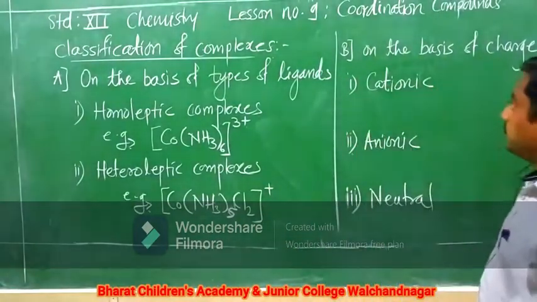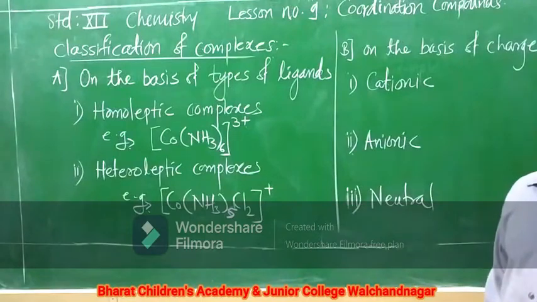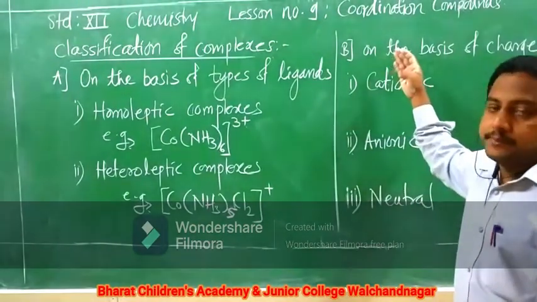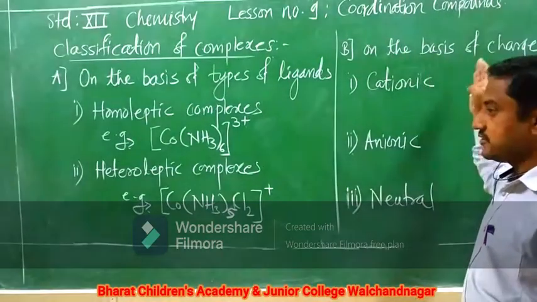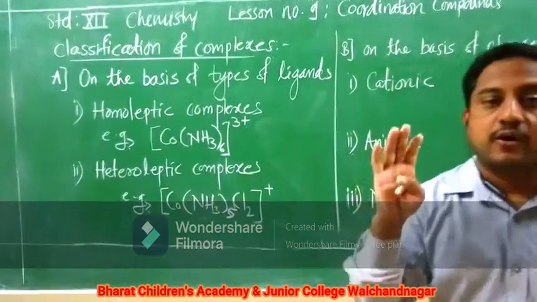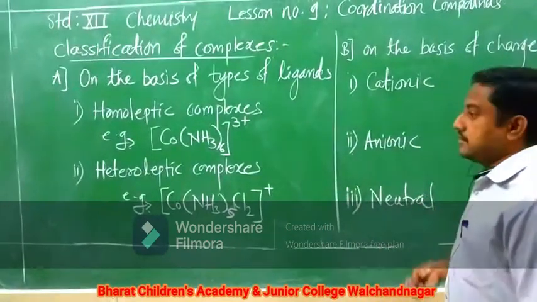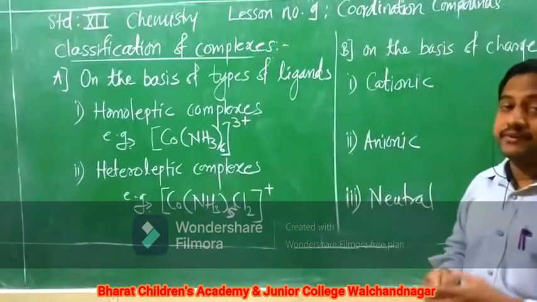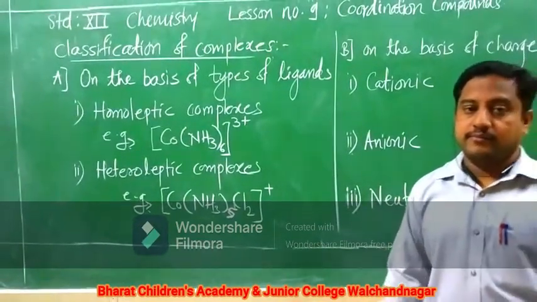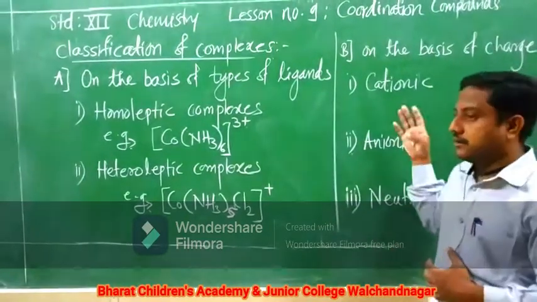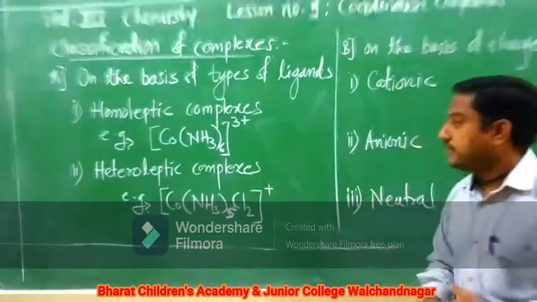Now let us go for the second type of classification of the complexes. The criterion in this case for classification of the complexes is the charge present on the complex. In this case, let us go for an example and then we'll elaborate a little more on how one can distinguish between cationic, anionic, and neutral complexes.